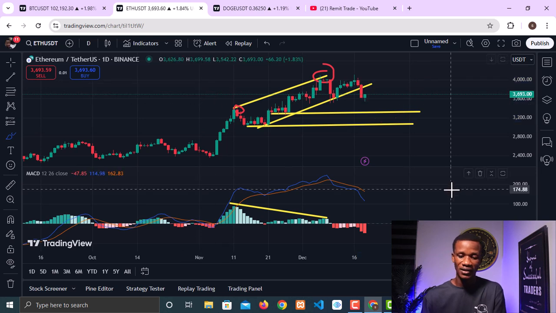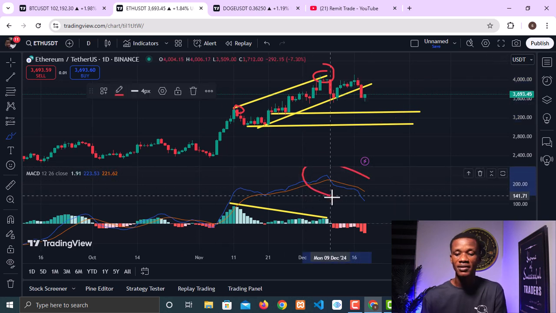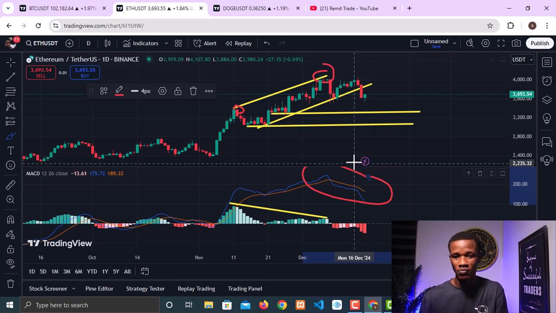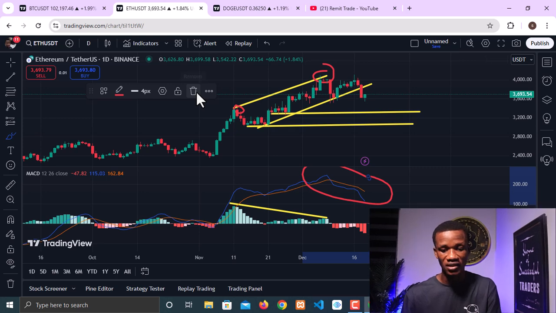Nevertheless, if you look at the MACD signal line and the MACD line right here, there is a dilation apart already, which means market is going to come back down. That capability is there, and that is what I am expecting on this very price chart.